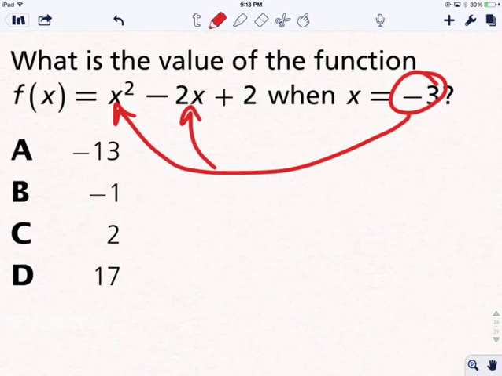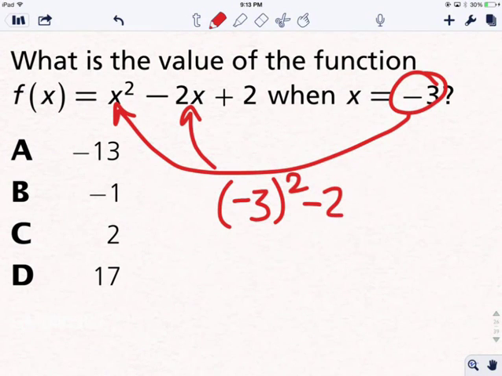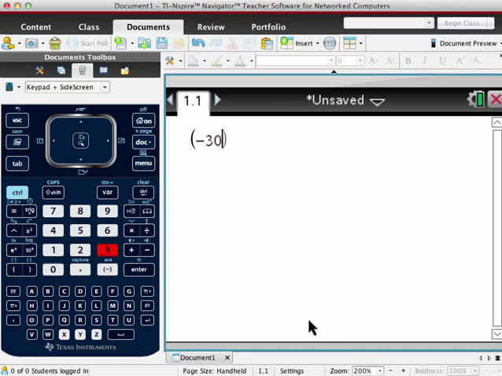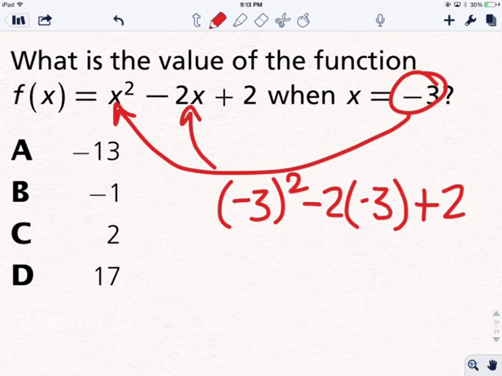The key to this problem, though, is something that I've stressed to you time and time again. When you plug in a negative number and you square it, you need to make sure to wrap it in parentheses. Did you do that? Did you really do that? Then it becomes just an issue of plugging it into the calculator. So negative 3 squared in parentheses, minus 2 times negative 3, plus 2, is 17. That is easy enough, right? So the answer choice is D.